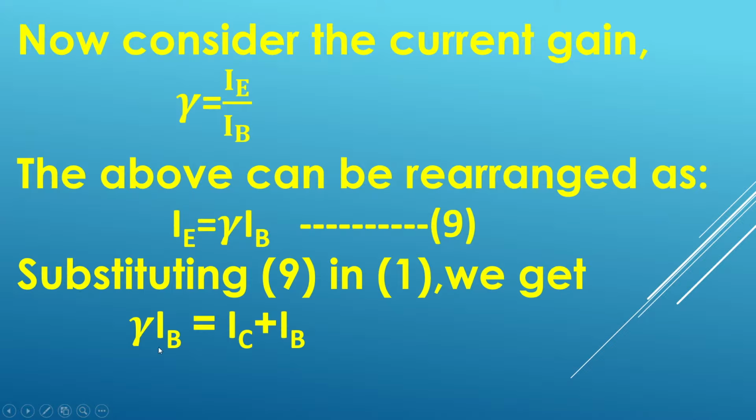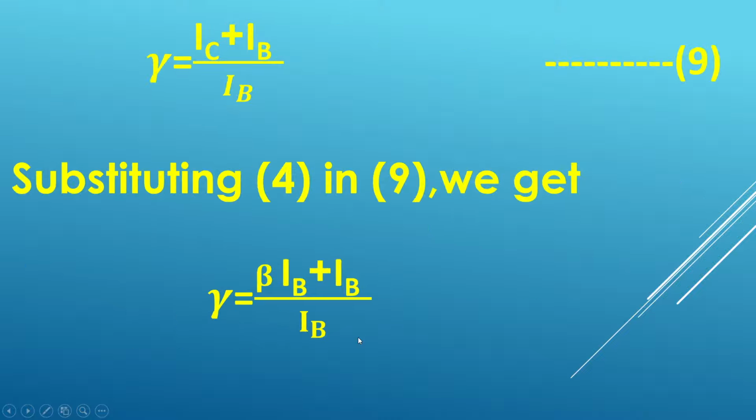But we want the gamma value, so we don't want any gamma minus 1. So simply what I have done is I have sent IB to the denominator here in the next slide. So I have got IC plus IB by IB. Now I have considered equation number 4. So what is equation number 4? It is beta IB. So IC is equal to beta IB.